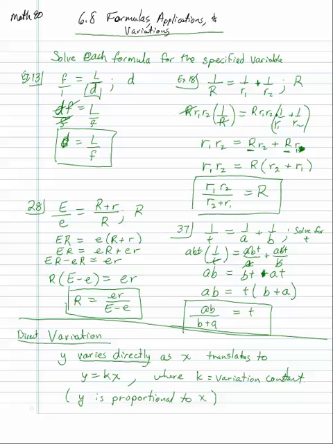Okay, so whenever you do a word problem and you read y varies directly as x, now of course y could be something else. It could be a phrase, but you immediately translate it to y equals kx. All right, let's try a couple of these.